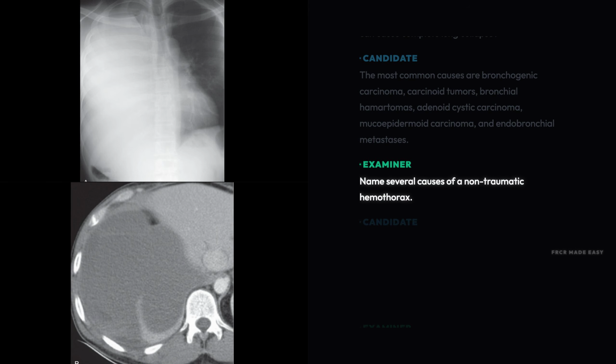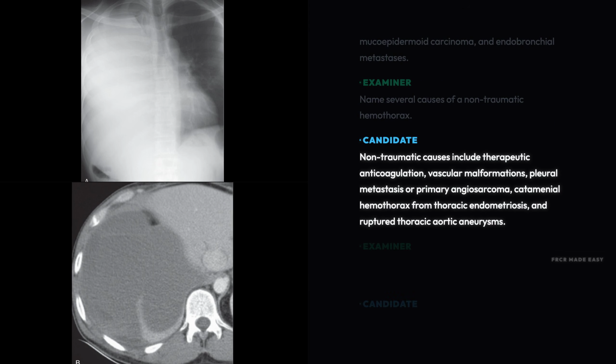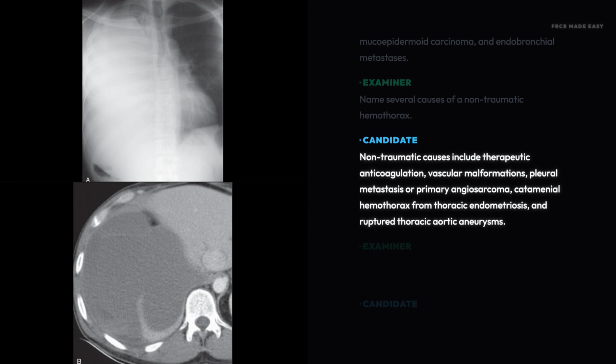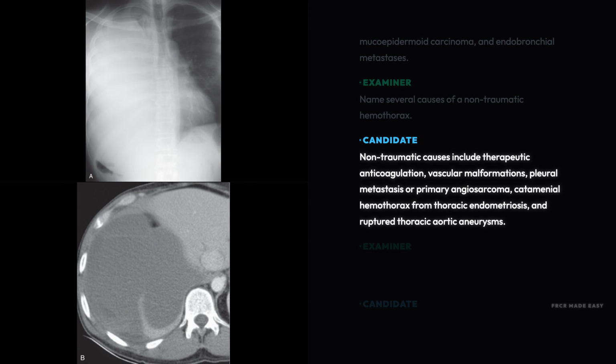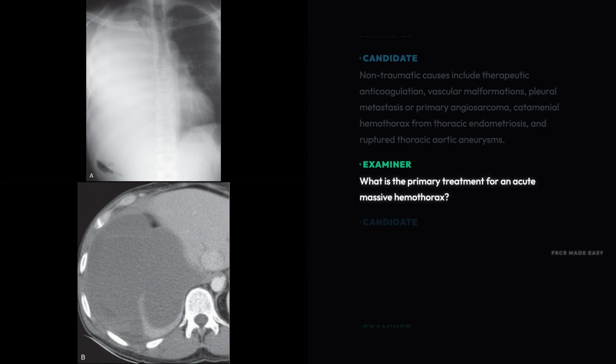Name several causes of a non-traumatic hemothorax. Non-traumatic causes include therapeutic anticoagulation, vascular malformations, pleural metastasis or primary angiosarcoma, catamenial hemothorax from thoracic endometriosis, and ruptured thoracic aortic aneurysms. What is the primary treatment for an acute massive hemothorax?